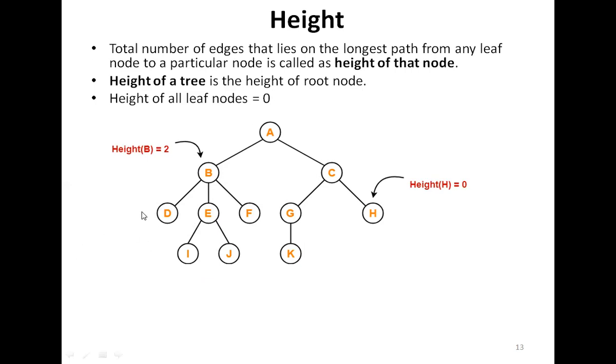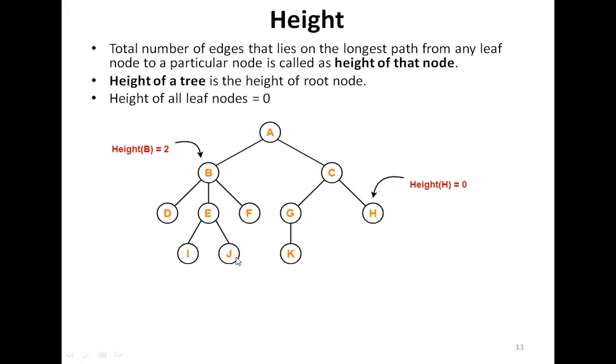So here in this case, from B, how many paths are there? Tell me how many paths are there from B to the leaf node? 3 paths. What are they? Sir, B to D will be one path. Then B to F, another path. And B to J and B to I, so that makes 2 more.